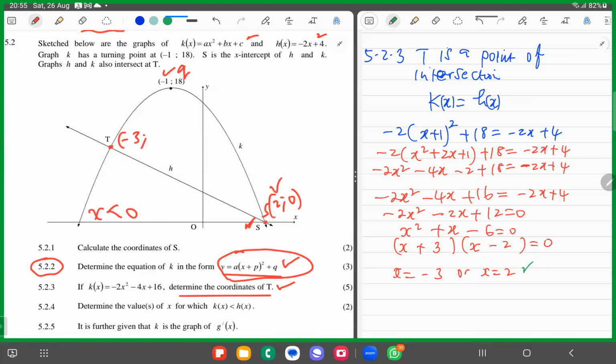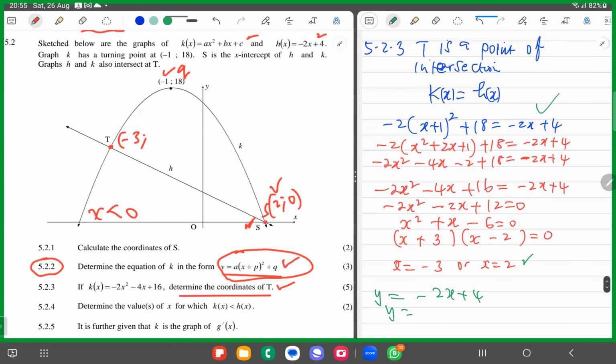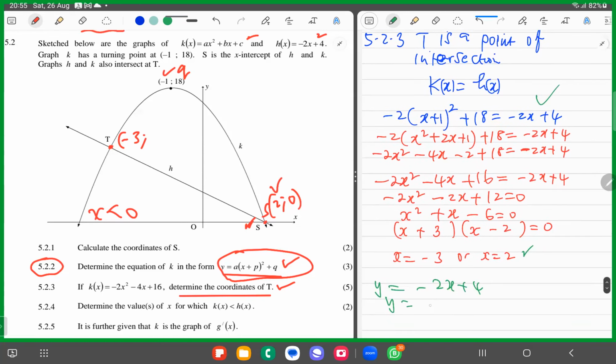The two graphs intersect, and therefore we can just pick the easiest one to deal with, which is the linear function. The linear function, which is minus 2x plus 4, we substitute x, which is negative 3, which is 6 plus 4. What is 6 plus 4? 10.